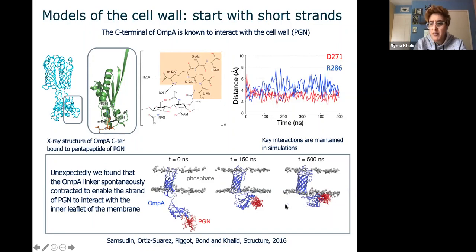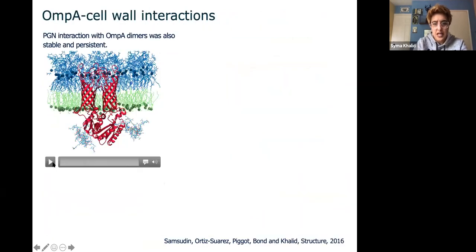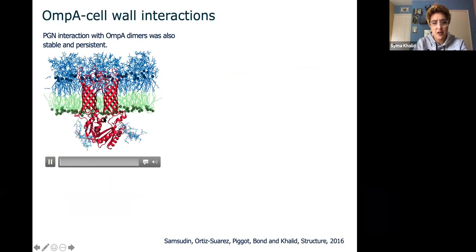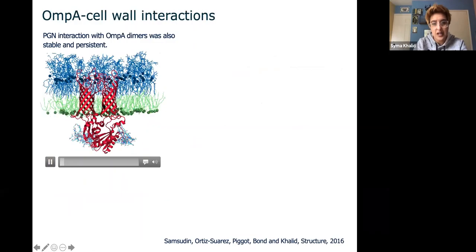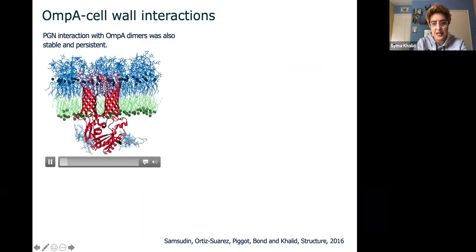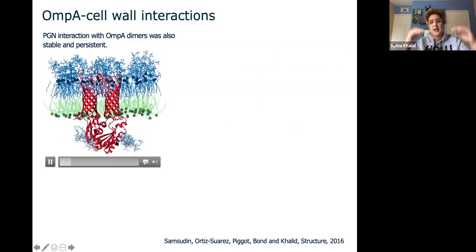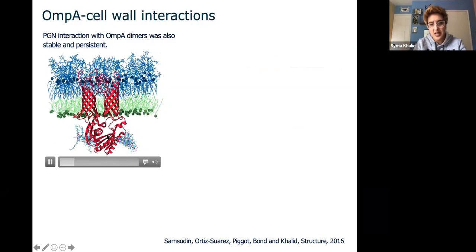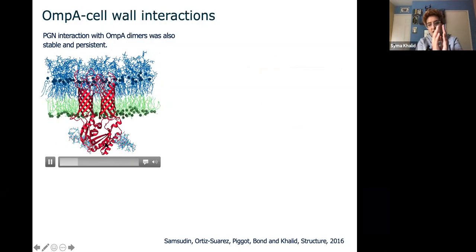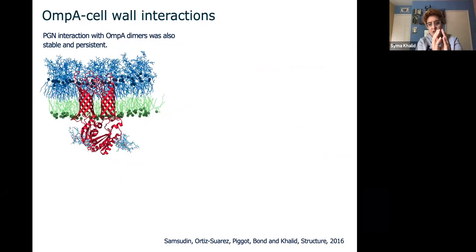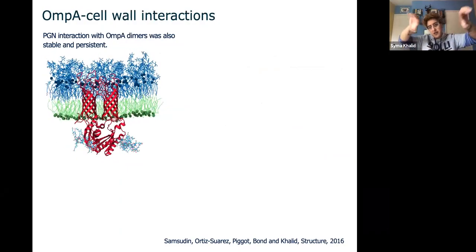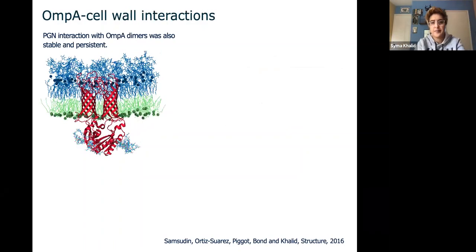We know from tomography data what the separation is between the membrane and the cell wall. What we were seeing would lead to distortions of the cell wall. Interestingly, when we ran simulations of the protein in its dimeric form, we did not see the interaction of the cell wall with the membrane. And the reason for that is that the dimeric interface, the dimer, is holding these C-terminal regions together, so they can't lift up individually and interact with the membrane.